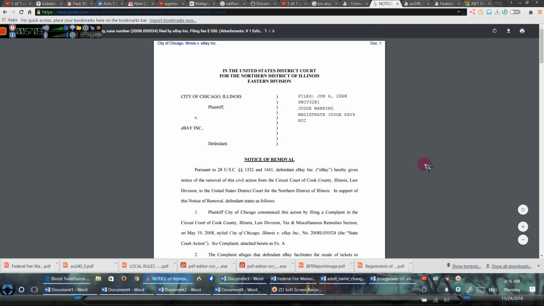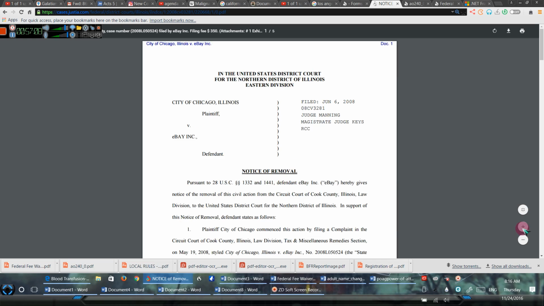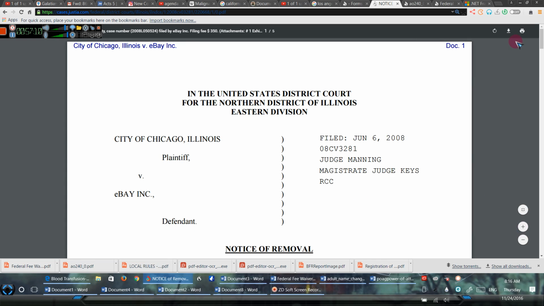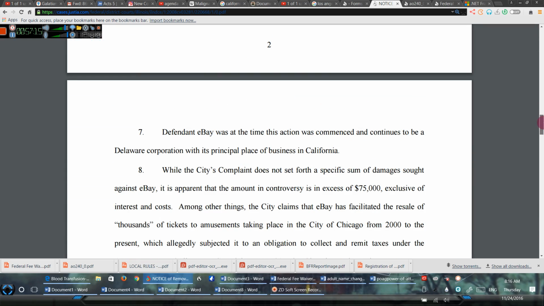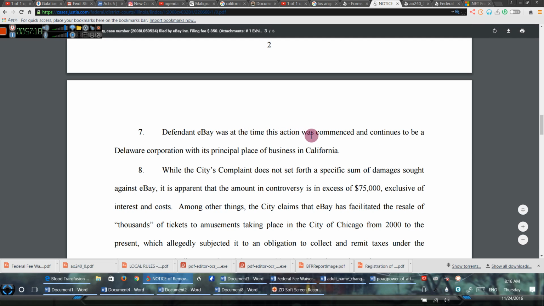Now, when eBay did its notice of removal, it'll be okay for you guys to take a look, not at eBay, but notice the arguments that are being used. The defendant eBay was, at the time this action was commenced, and continued to be a Delaware corporation with its principal place of business in California. See, eBay is located in Delaware, principal place of business.